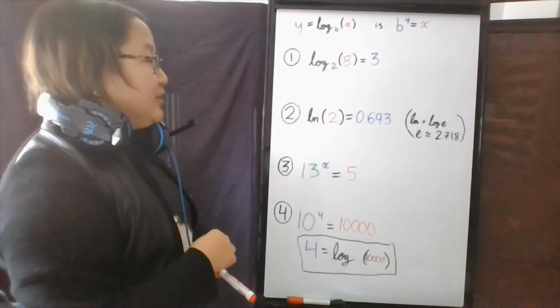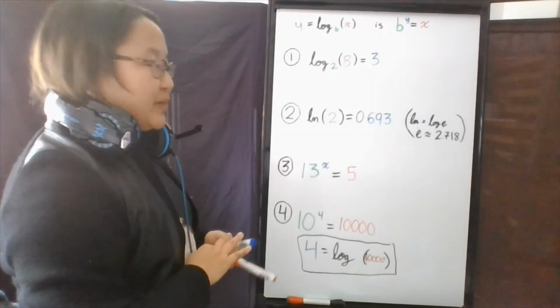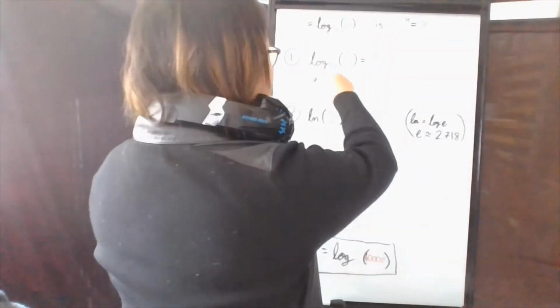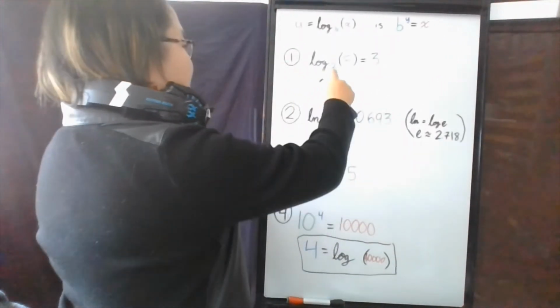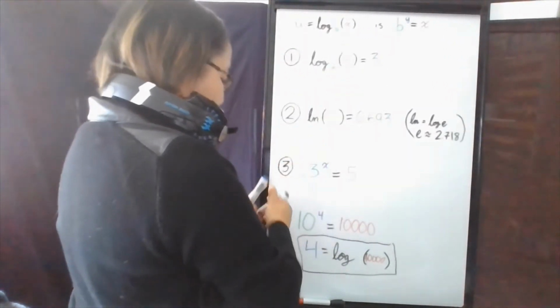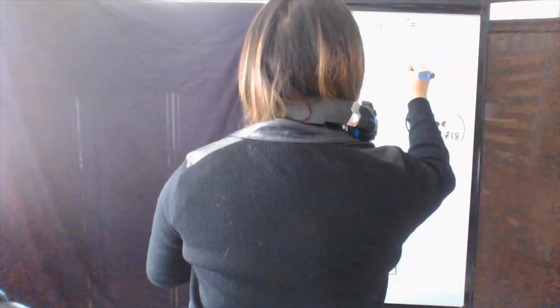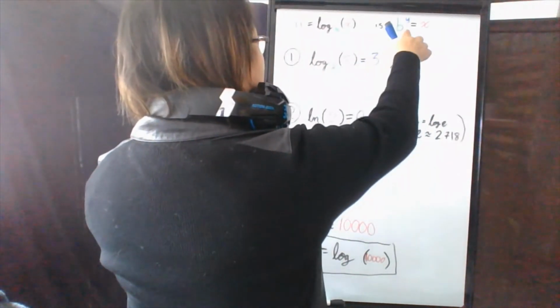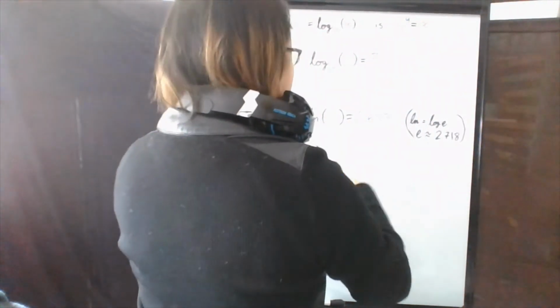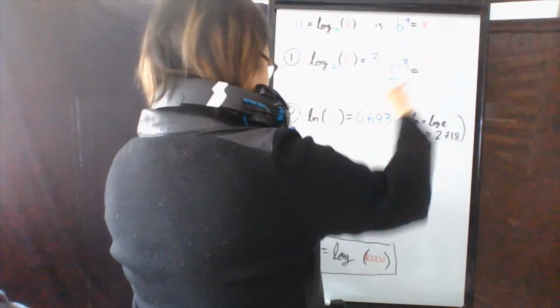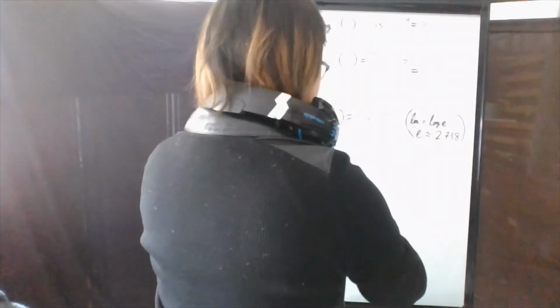In the same way, you can do every other one of these problems. It's just by plugging things in back and forth. For example, this one here would be, with the b being 2 and the y being 3, 2 to the third power equals, and then the inside of the logarithm goes out front here, 8.